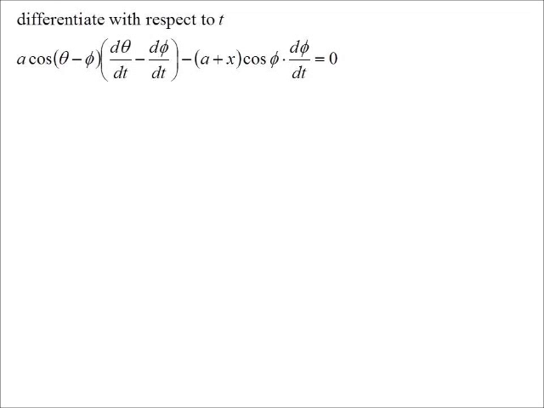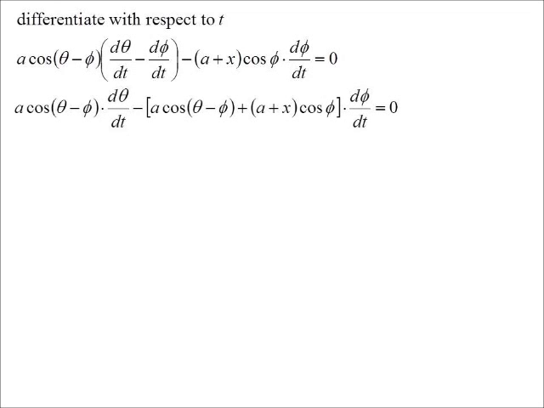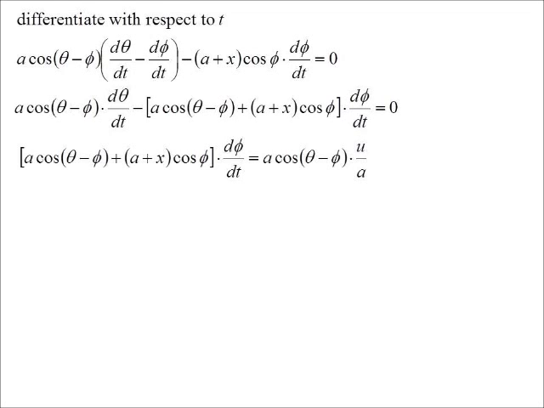So let's rearrange that. I've grouped the theta to t's together. Well, there's only one term with theta to t. That's a cos theta minus phi. And then I've grouped everything that has phi to t together. And so that is a cos theta minus phi, or the negative of that, and also the negative of a plus x cos phi.